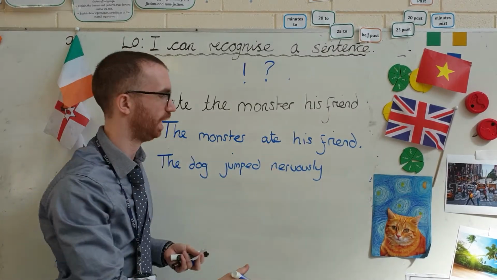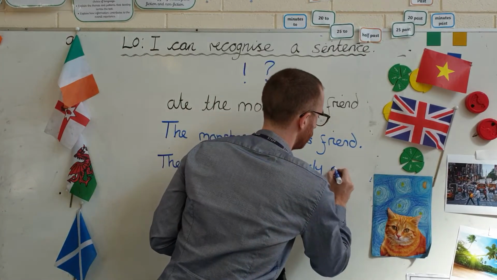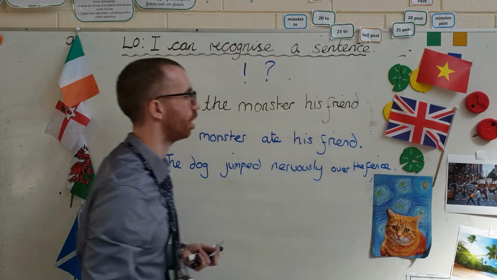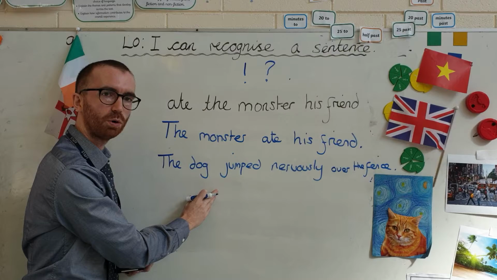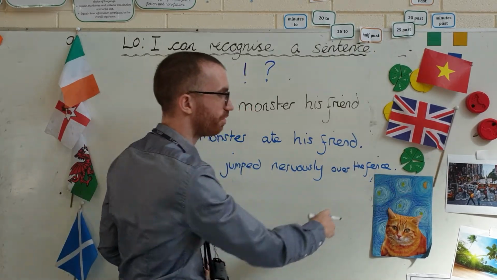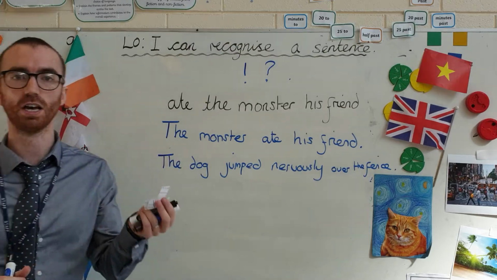I'm going to just add another noun in. Over the fence. Full stop. Okay? The dog, what did he do? He jumped. How did he jump? Nervously. What did he jump over? The fence. The dog jumped nervously over the fence.